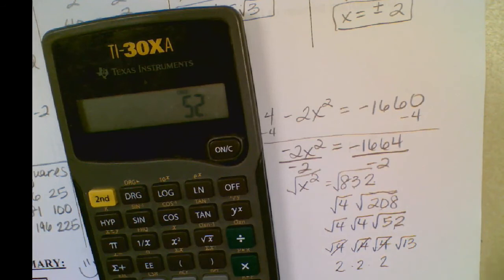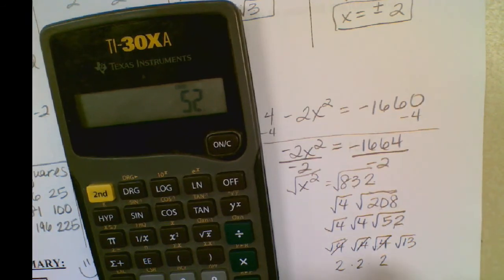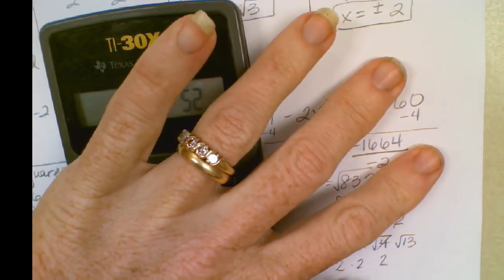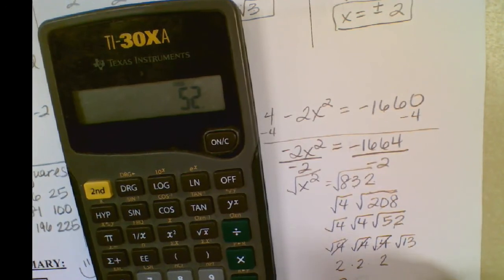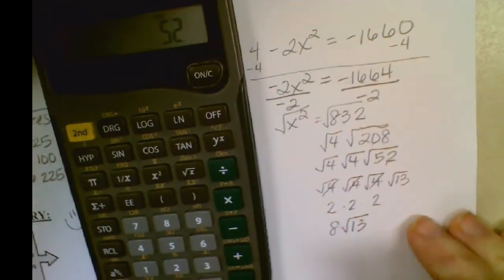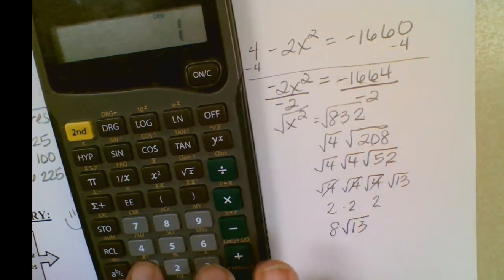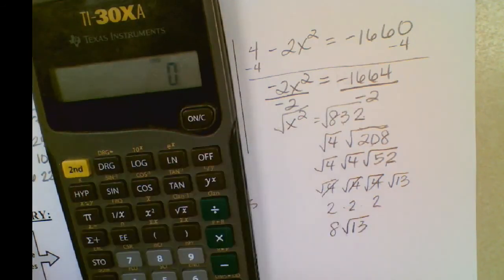And so we should have 8 square roots of 13. So let's double check that and make sure that that's right. So 8 squared would be 64 times 13 gives us 832. So we're okay.